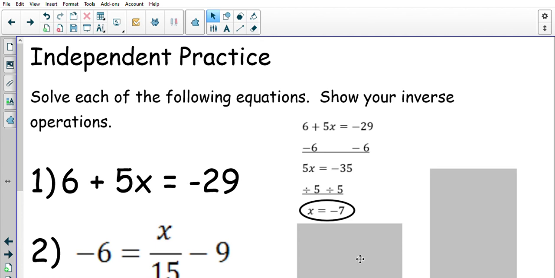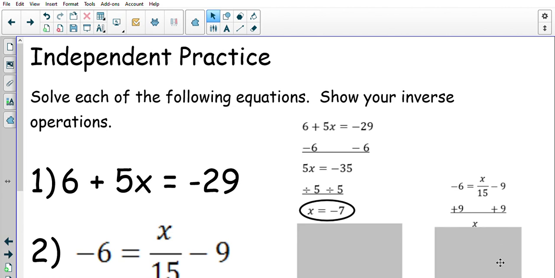Number two, we have negative 6 equals x over 15 minus 9. The first thing we need to undo is subtracting 9. So let's add 9 to both sides. Negative 6 plus 9 is 3. We have 3 equals x over 15. The inverse of dividing by 15 is to multiply by 15. And we will get x equals 45, or 45 equals x.